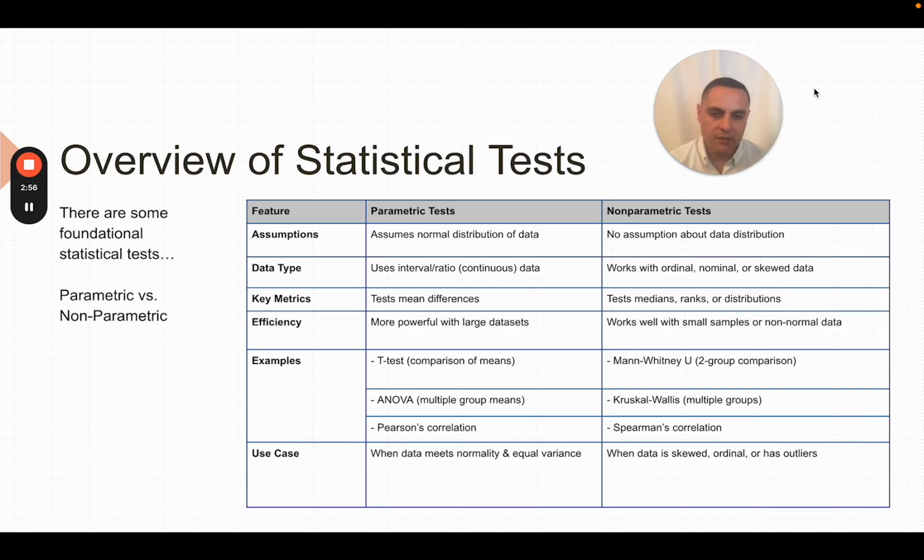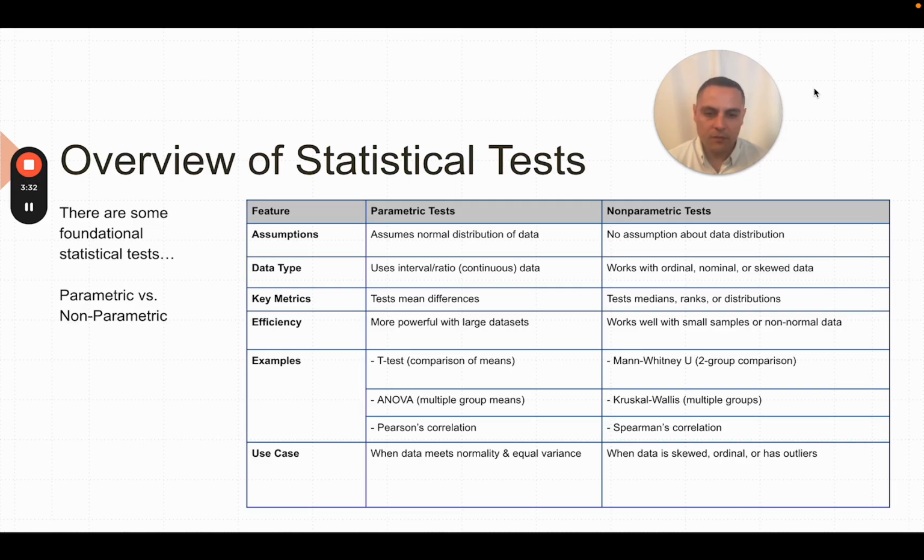With parametric, they're more impactful with larger data sets. With non-parametric, we can work with smaller samples or smaller data sets or non-normal data. You can see some examples there, but the idea is that when you think about a parametric test and then you maybe violate that assumption around the normal distribution, there's going to be an equivalent non-parametric test.